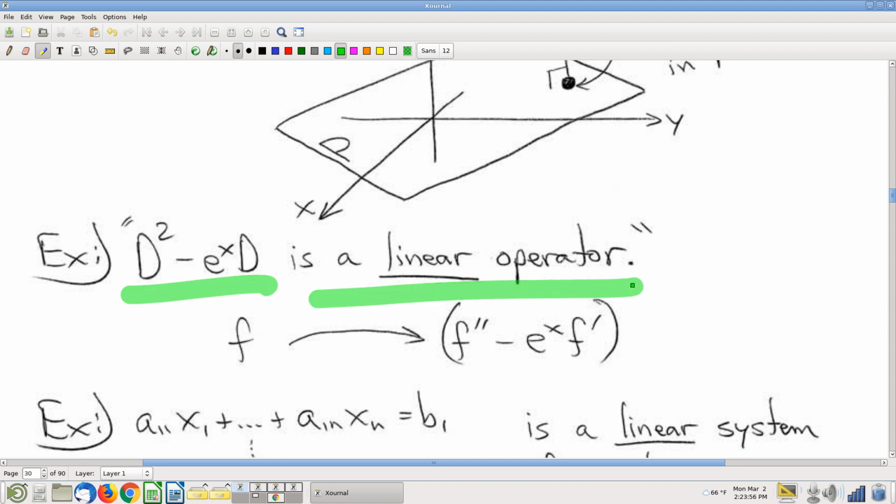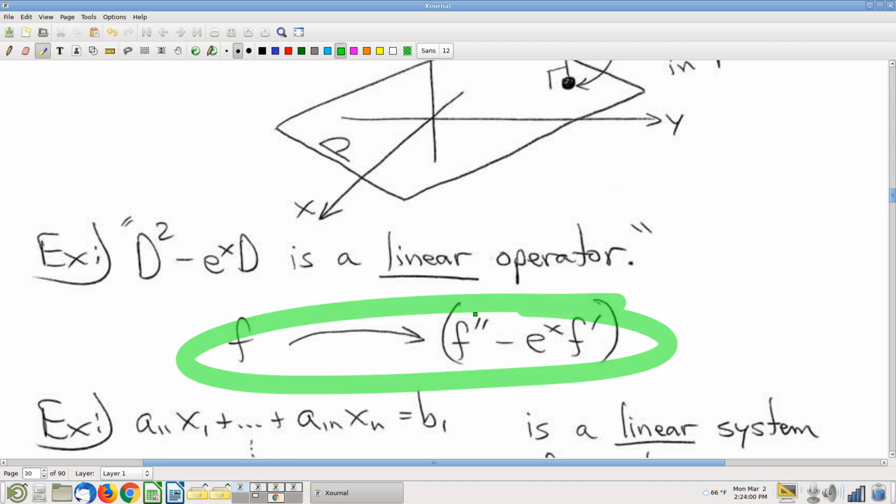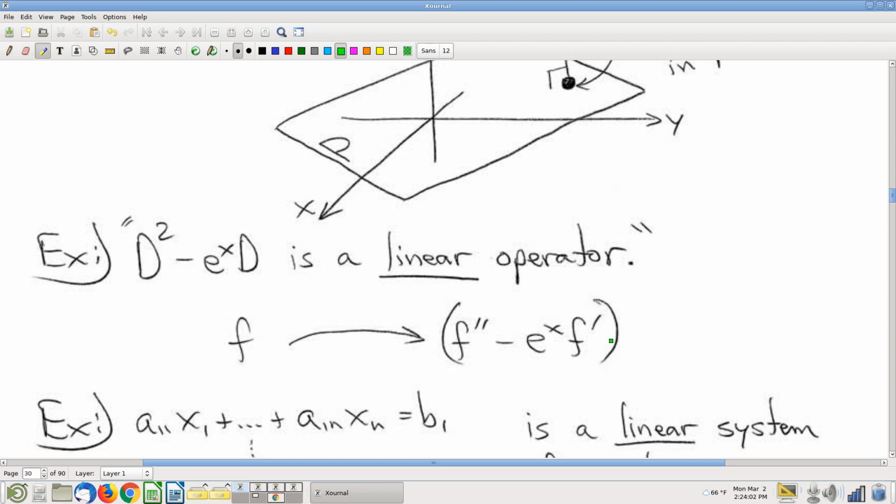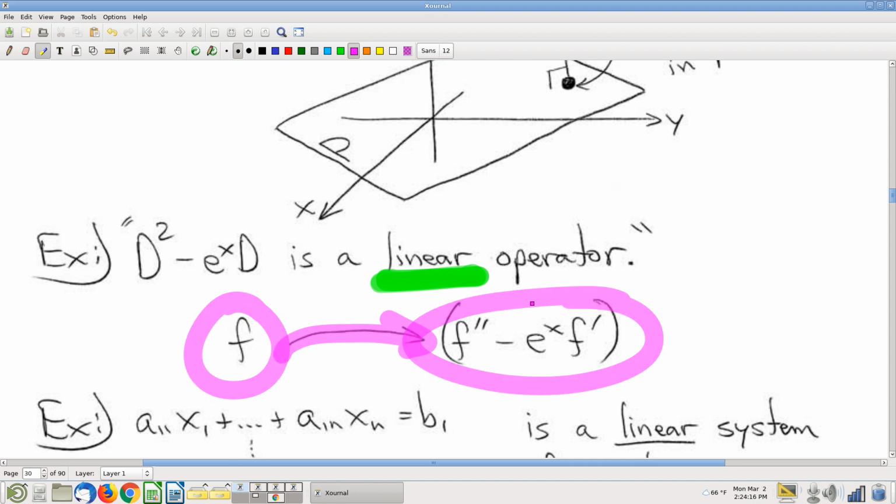Such and such is a linear operator described by this. Okay, what do we mean by linear operator? Well, there's that word, linear. Step 1, when you see the word linear, identify what is the function. Here's the function. We're given the function. The function takes that as an input and gives this as an output.